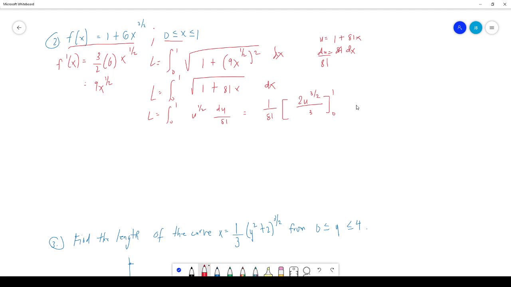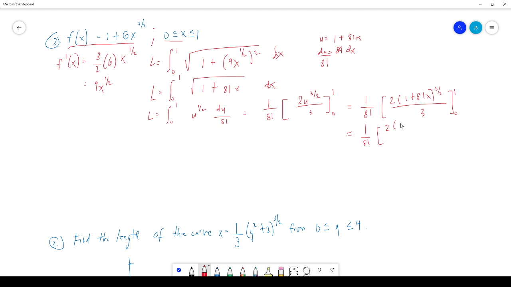Okay, then let's change this in terms of x. Your u is 1 plus 81x raised to 3 halves all over 3 from 0 to 1. Okay, that's 1 over 81.